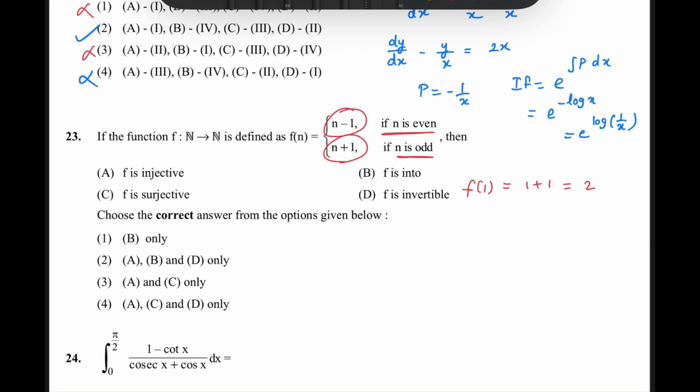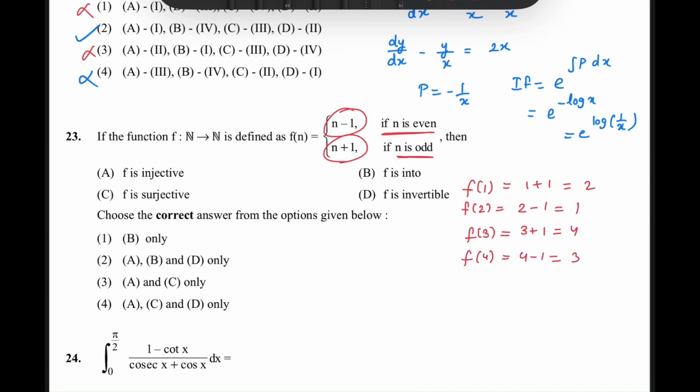And what about f of 2? F of 2 will be, if n is even, you have to use n minus 1. So in even you have to subtract 1, in odds you have to add 1. For odd numbers you have to add 1, for evens you have to subtract 1. Okay, so what about f of 3? I'll have to add 1. And what about f of 4? You have to subtract 1.